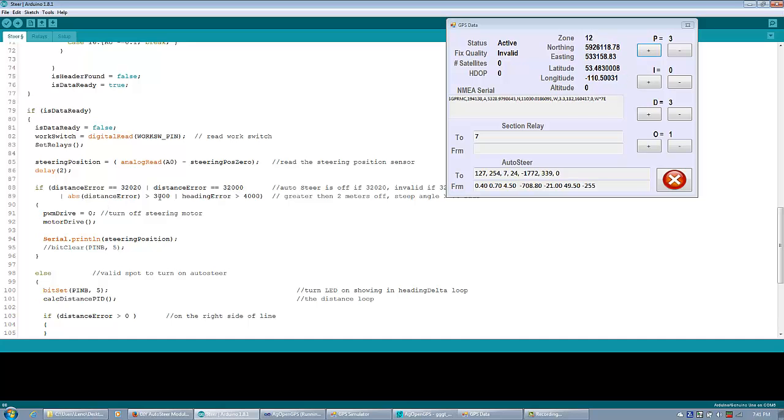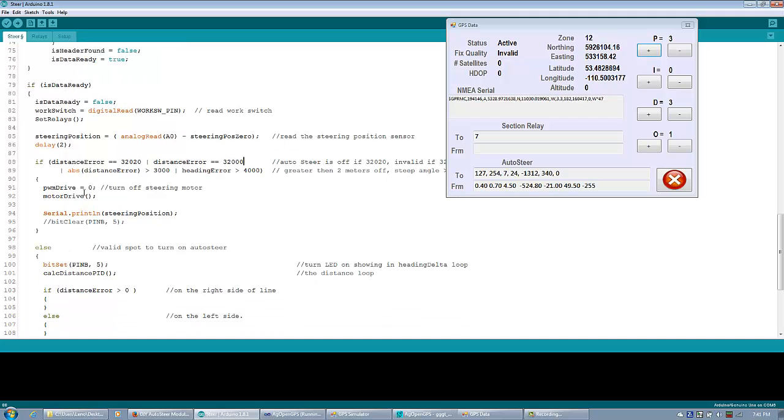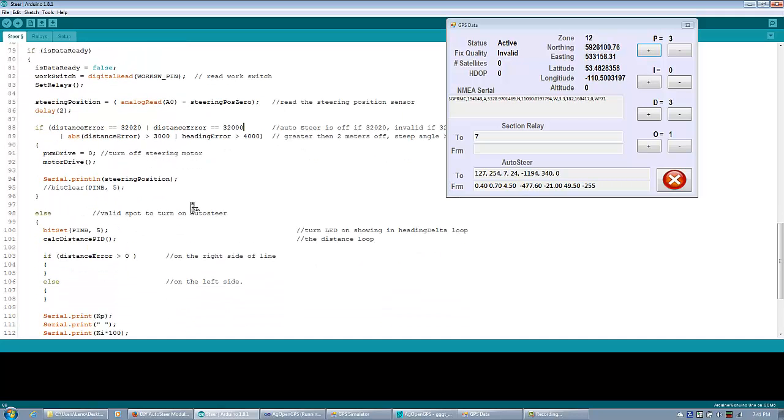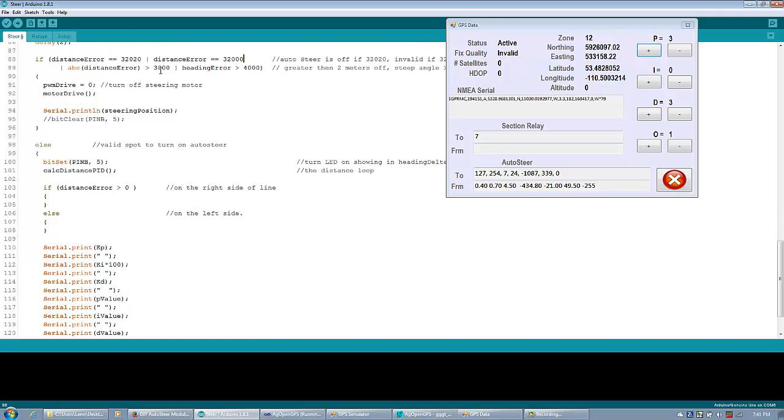If you're more than 3 meters away, don't turn the auto steer on, or if your heading error is greater than 0.4 radians, then don't turn it on either. Shut the motor off and send that out to the motor drive. If you're close enough to the line, at a reasonable angle, and there's a valid line, then do the PID.